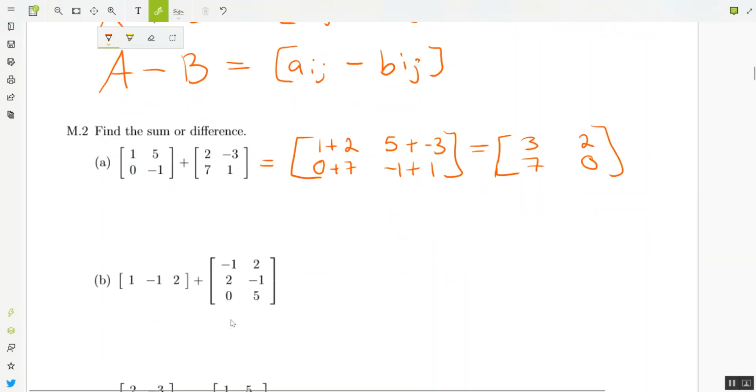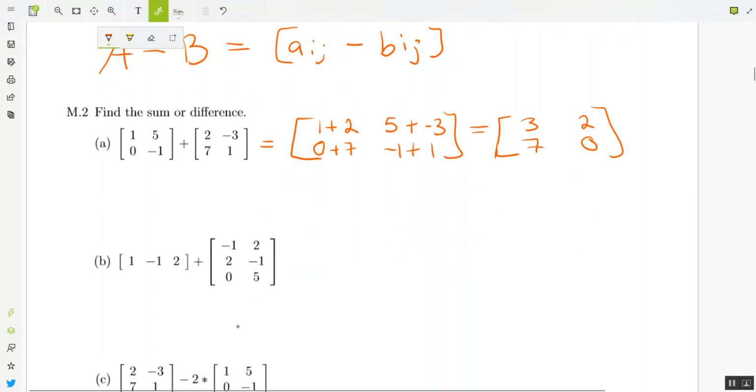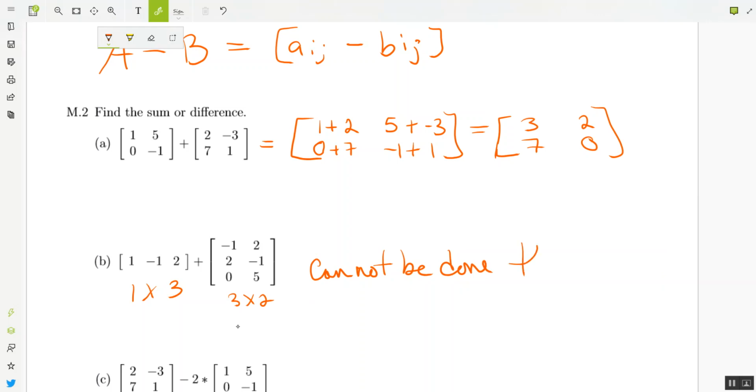Let's keep going. I'm hoping you notice that this first matrix is a 1 by 3, and the second one is a 3 by 2, which means you cannot do this. It cannot be done. They are not the same size. I make sure I include why. And that's why. So you can't do this. That was an easy problem, right?